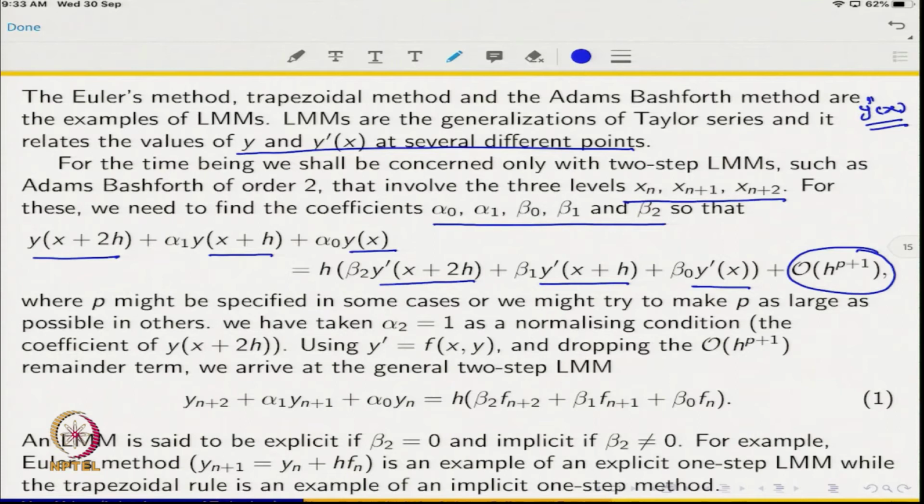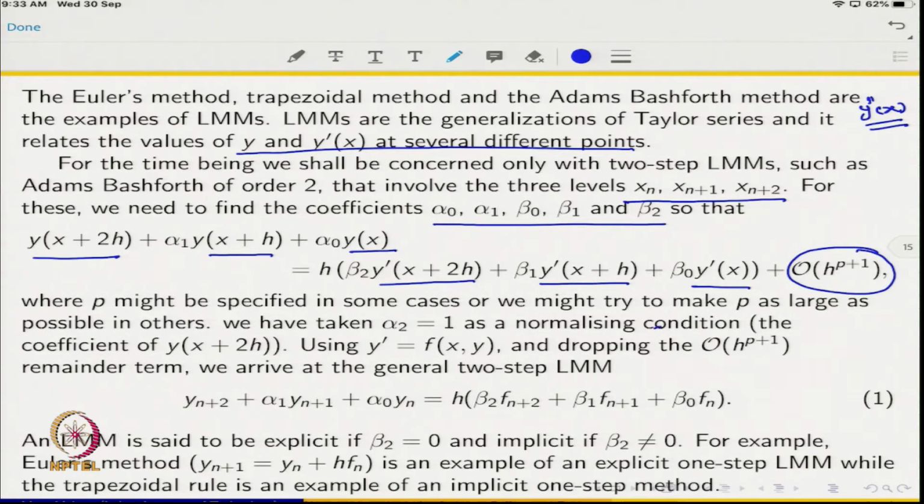So, where p might be specified in some cases, meaning if I wanted to derive a first order method, I have to specify p, or sometimes depending on the template we want to choose p, meaning what are the points we want to keep in the difference equation, accordingly we have to choose p. So, sometimes we might try to make p as large as possible.